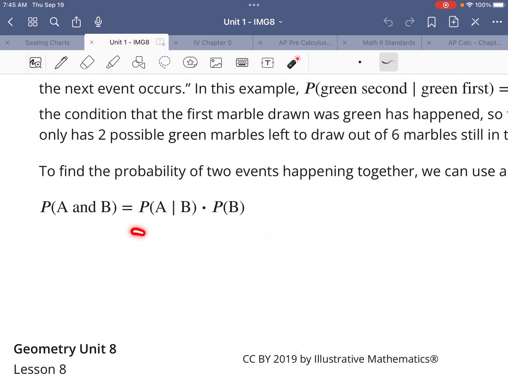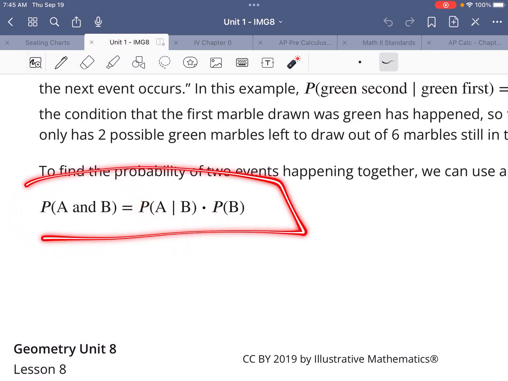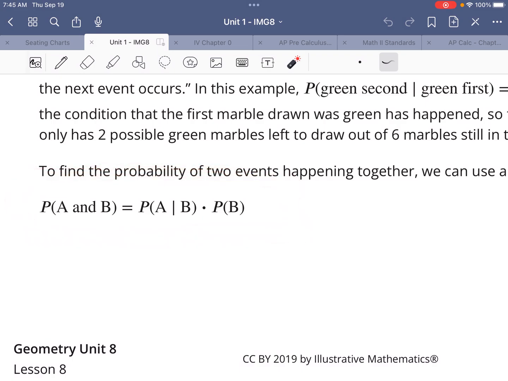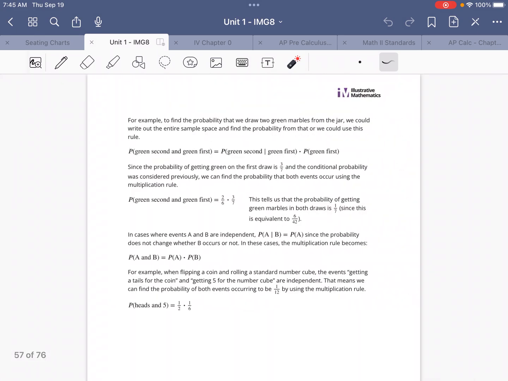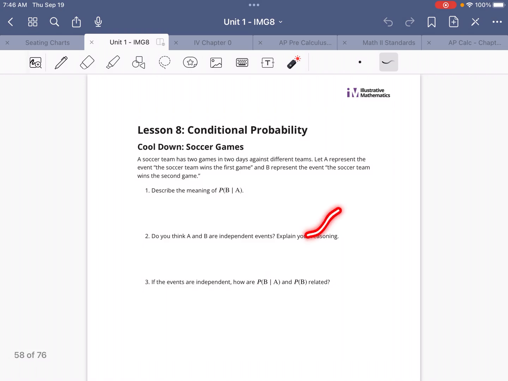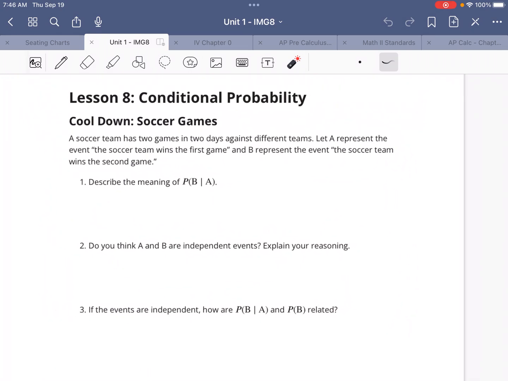So this conditional probability, the probability of A given that B has happened, times just the probability of B gives us the probability of A and B. This relationship right here is always going to be true. And actually, I think that's probably just the most important stuff. The cooldown is much simpler than this. So let's take a look at the cooldown.